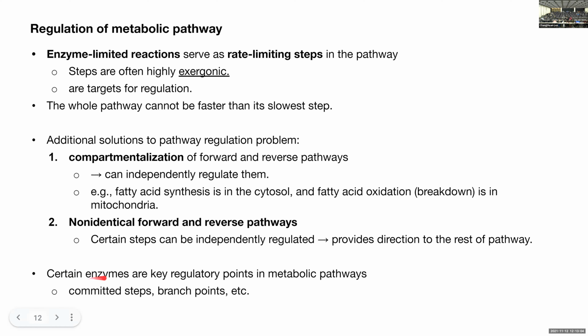And certain enzymes are key regulatory points in the metabolic pathways, such as committed steps. Some enzymes can determine that this is the checkpoint, and if it has passed that checkpoint, then there's no way to go back to the previous state. It happens a lot in the cell cycle regulation, where once you are committed to go to the next phase of the cell cycle, you don't want to go back. This is the completed state.